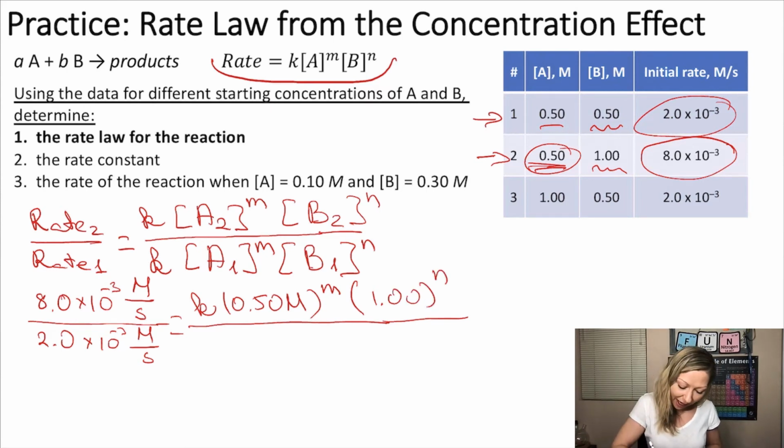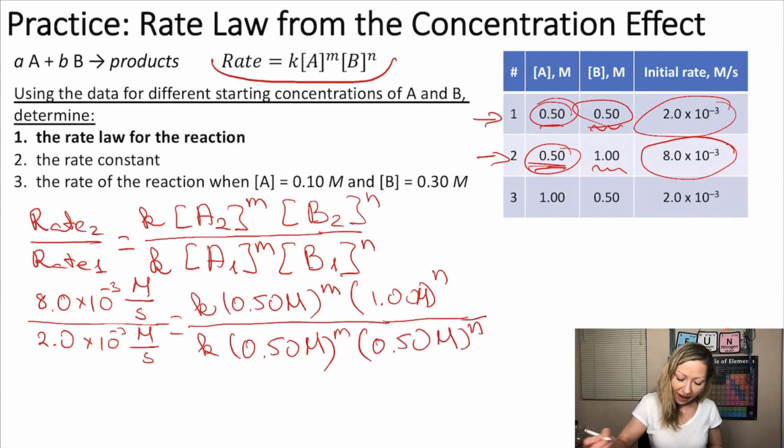This whole thing is divided by K times 0.50 molarity, and don't forget the units everywhere, on the exponent of m, right? This is this value right here from the first reaction, multiplied by, again, 0.50 molarity on the exponent of n, which is the concentration of B from the first experiment. Now, again, I can cancel out the same values in the numerator and the denominator. So the K's will cancel out and the concentration of A will cancel out.